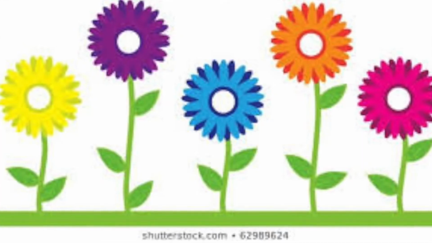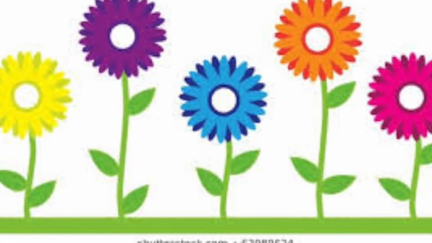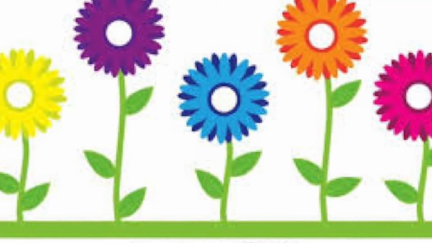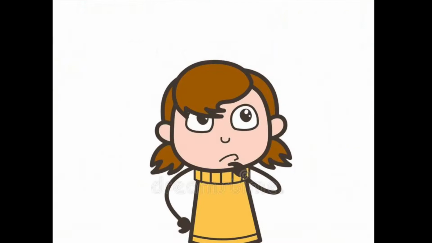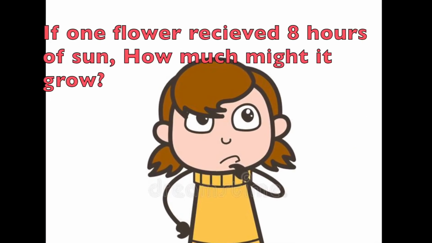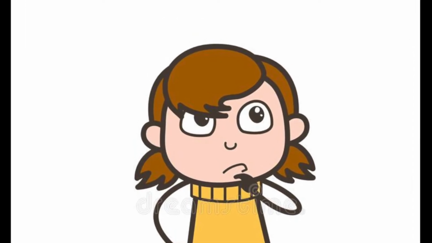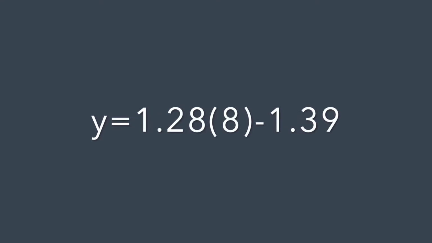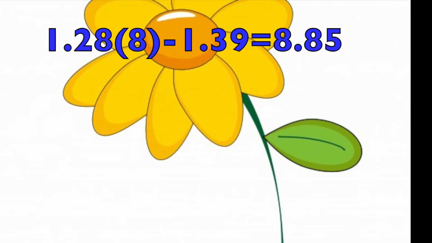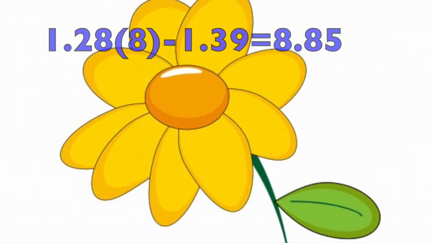Now, taking our example from the last data set with flowers, we can make a prediction of how much a flower should grow by plugging the amount of sunlight into our least square regression line equation. We could ask the question, if one flower received 8 hours of sun, how much might it grow? We would solve this by using our previous equation for the least square regression line and plugging in 8. By doing this, we would find out that the flower would grow 8.85 centimeters.